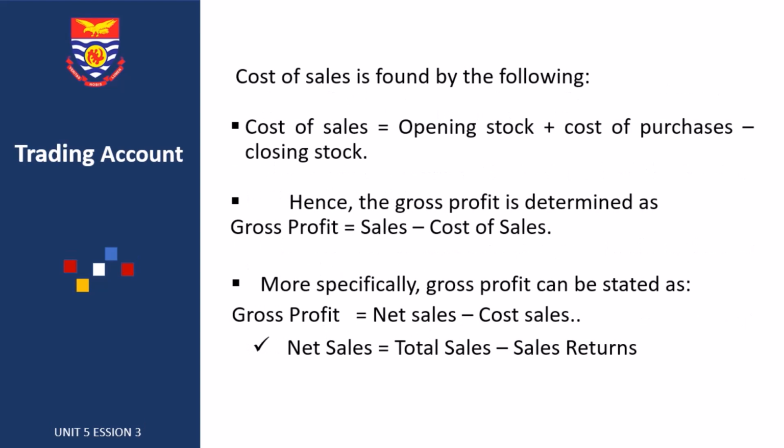Cost of sales is found by the following. The cost of sales is equal to the opening stock or inventory plus the cost of purchases minus the closing stock or inventory. Hence, the gross profit is determined as gross profit is equal to the sales minus the cost of sales. More specifically, gross profit can be stated as gross profit is equal to the net sales minus the cost of sales, where the net sales is equal to the total sales minus the sales returns or the return inwards.